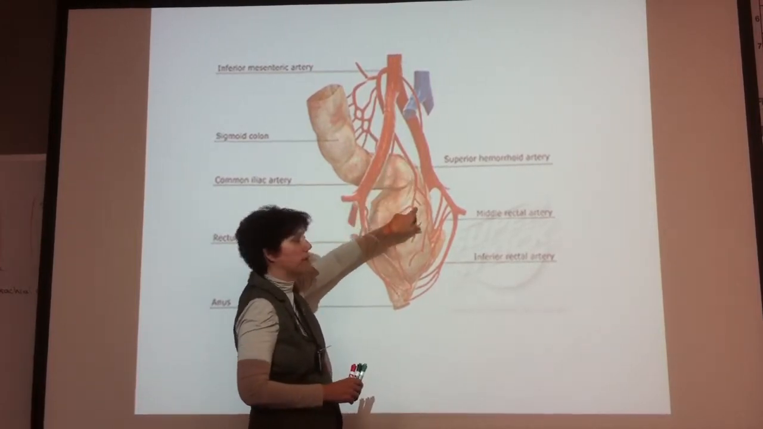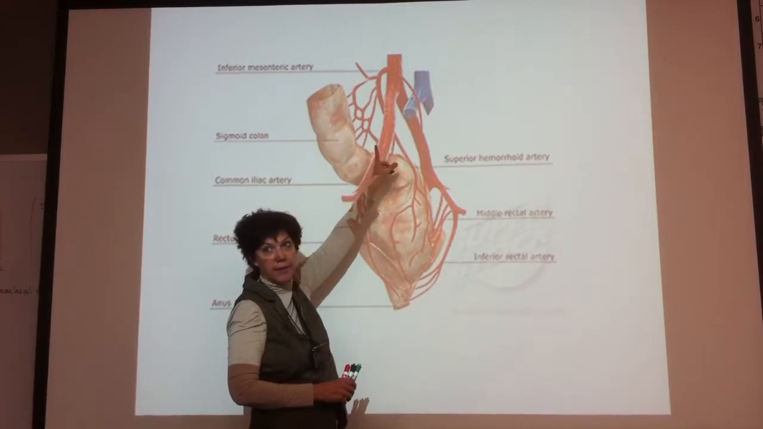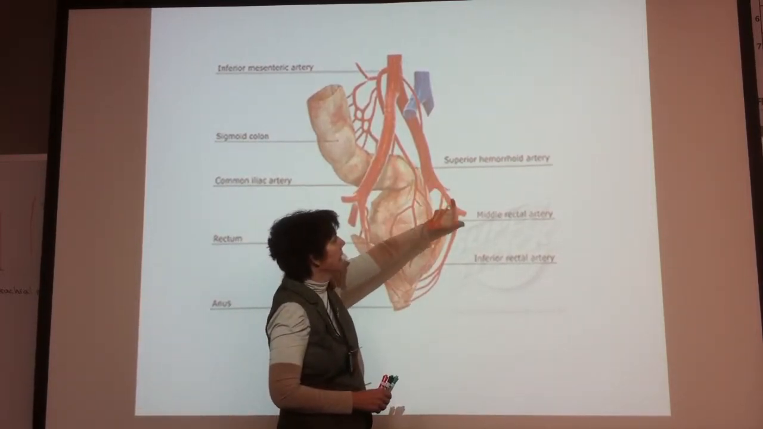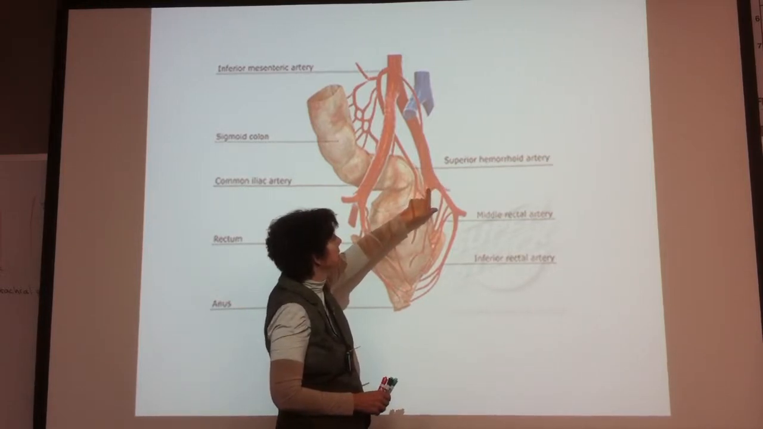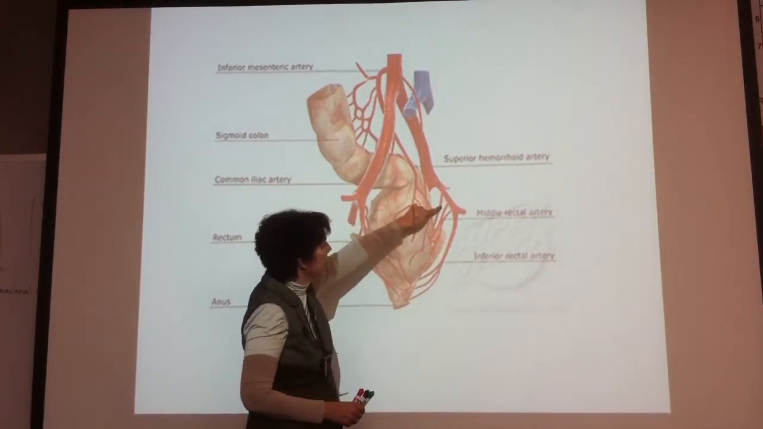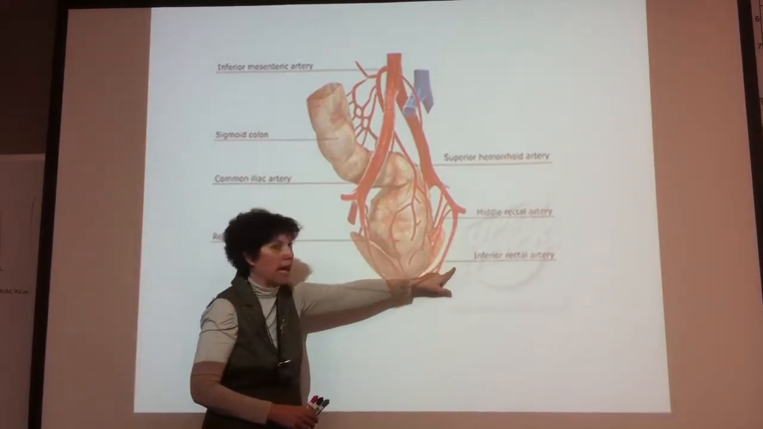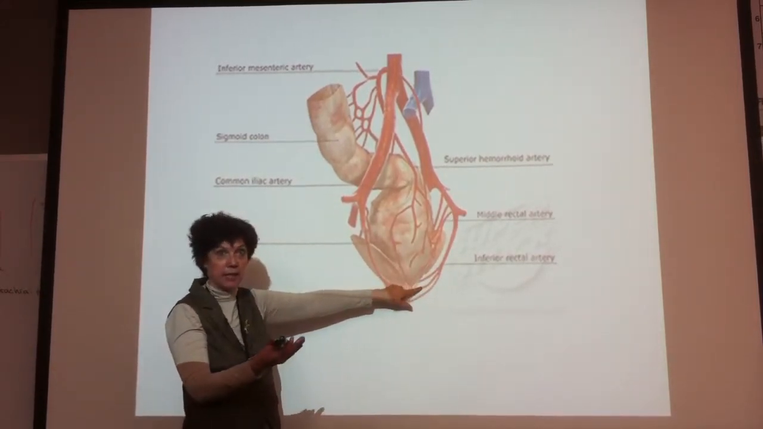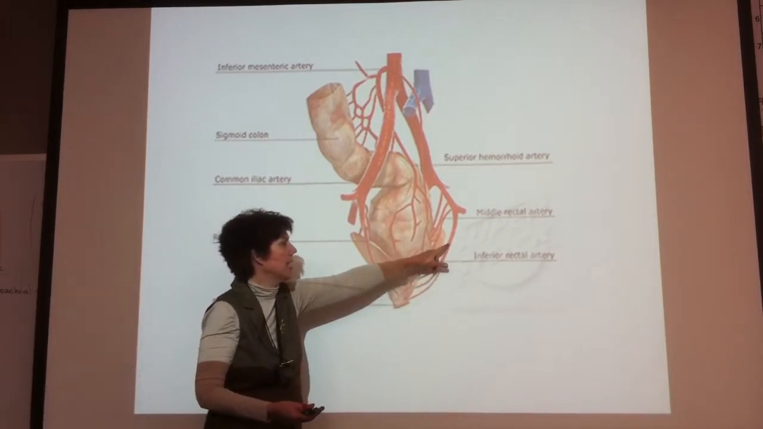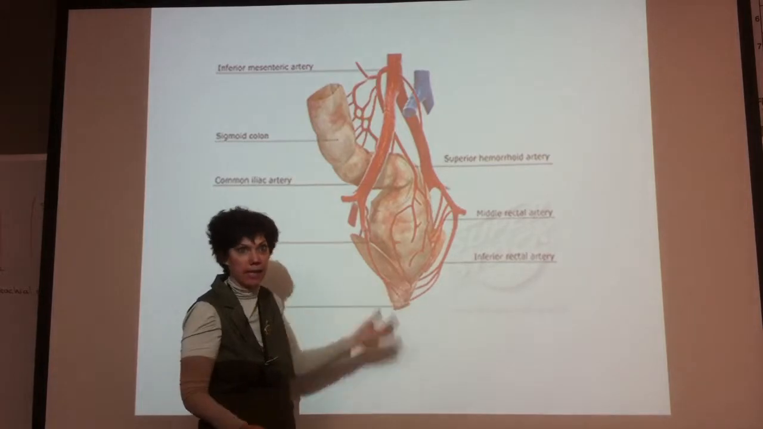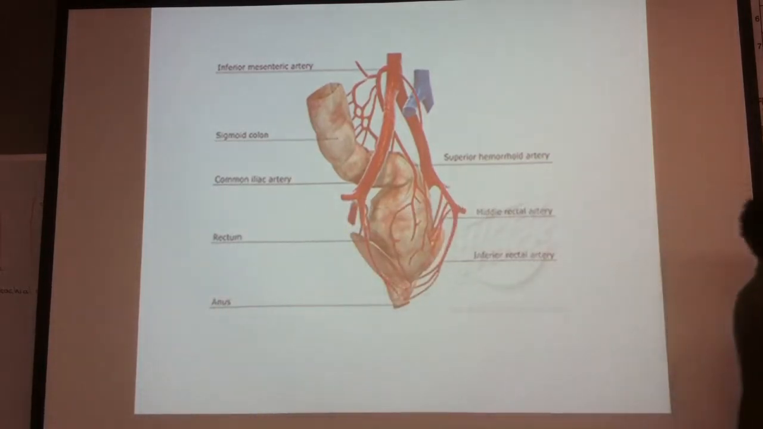Here's the superior rectal artery coming off of the inferior mesenteric. Here is our internal iliac, and here is middle rectal. Internal pudendal is going out and below, underneath our UG diaphragm. So this is internal pudendal, and this is inferior rectal, underneath the levator ani.